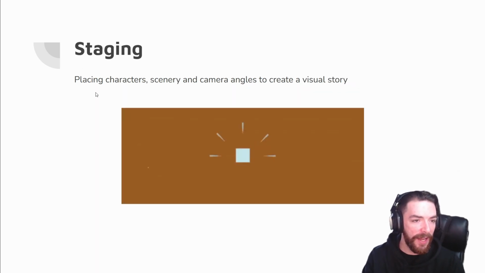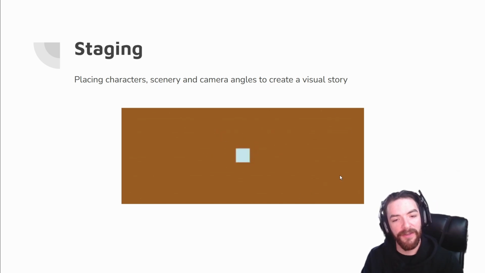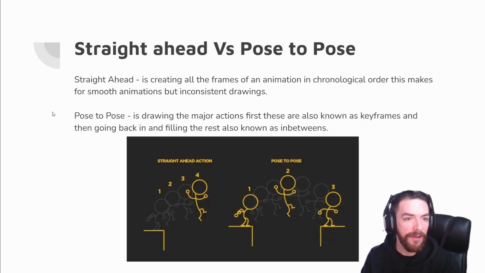Number 3, we've got staging: placing character, scenery, and camera angles to create a visual story. Now, think of your rule of threes, your foreground, your background, what's going on in comparison to your character. Just telling a story and deliberately staging things to convey your story the way that you want, or the way that emphasizes the emotion that you're trying to tell. And that's kind of what staging is.